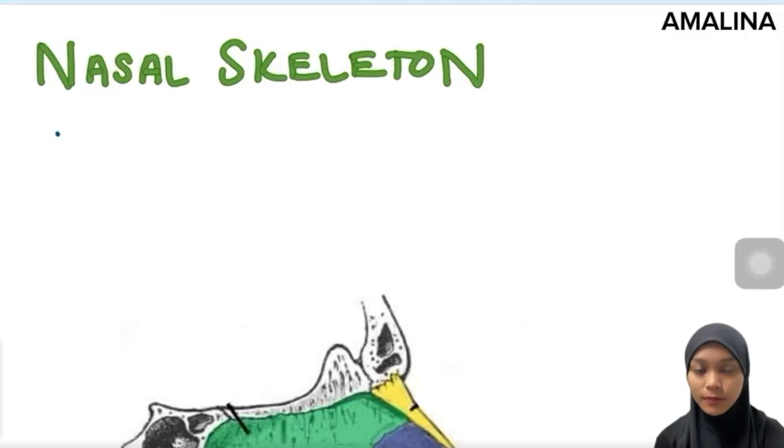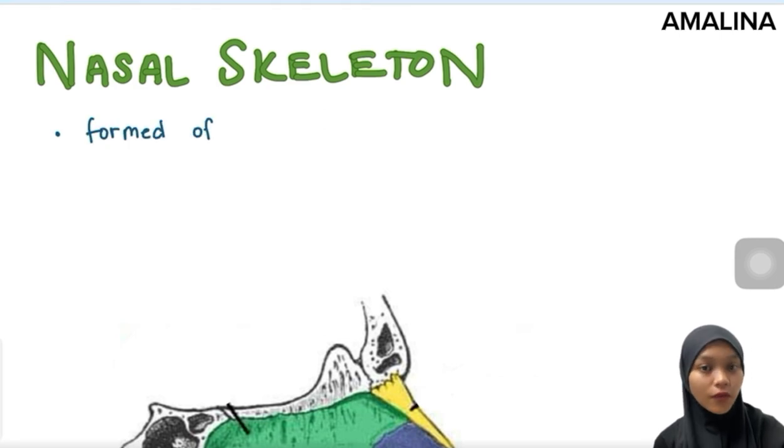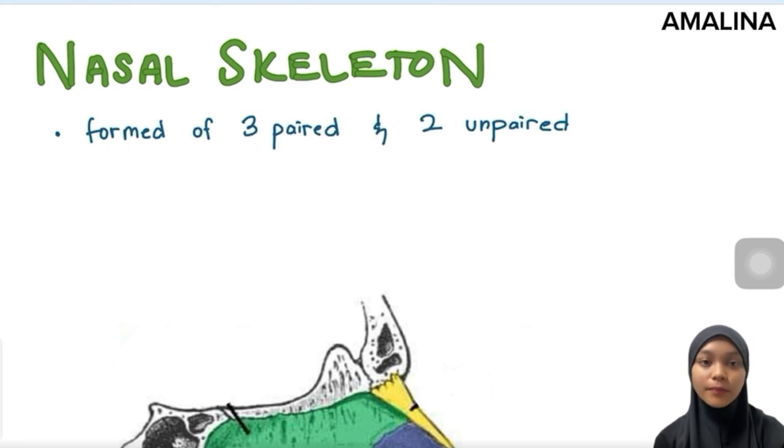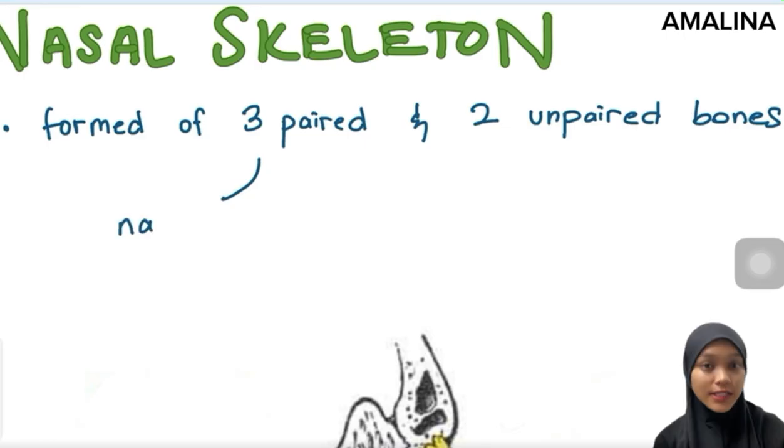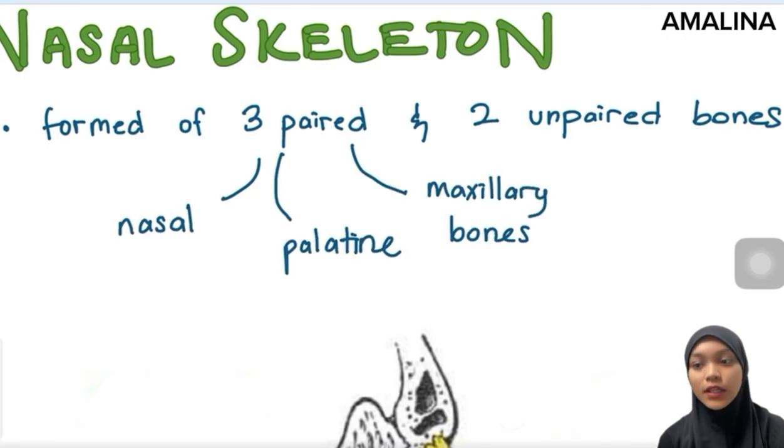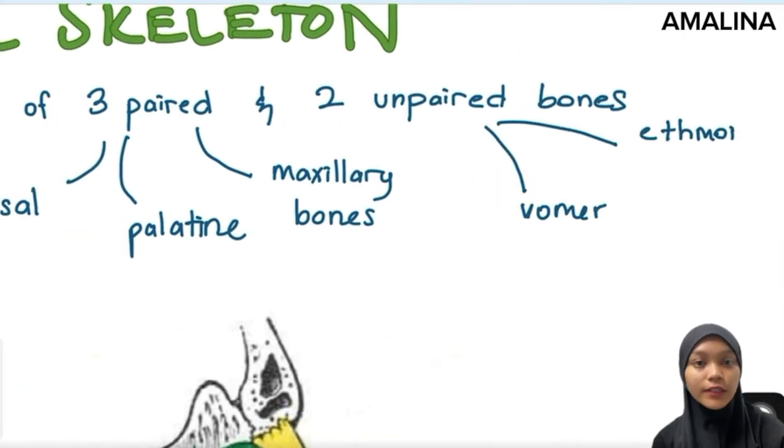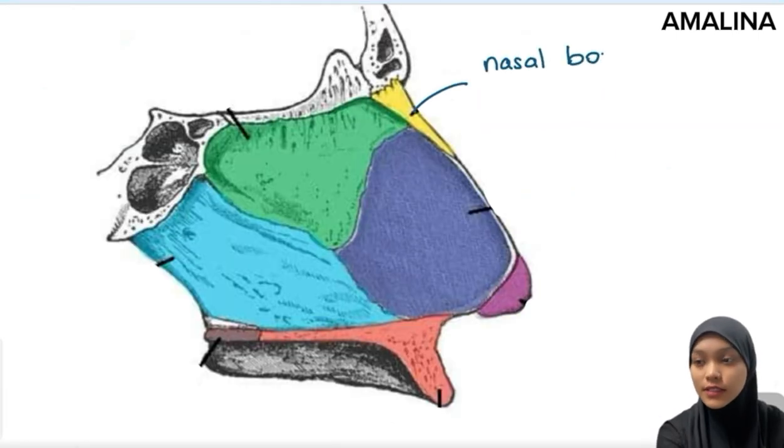So next I will explain about the nasal skeleton. The nasal skeleton is formed of 3 paired and 2 unpaired bones. The 3 paired bones are the nasal, palatine and maxillary bones, and the unpaired bones are the vomer and ethmoid bones. So the first one is the nasal bone.